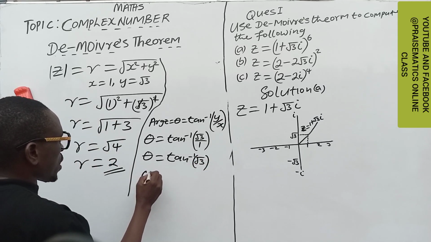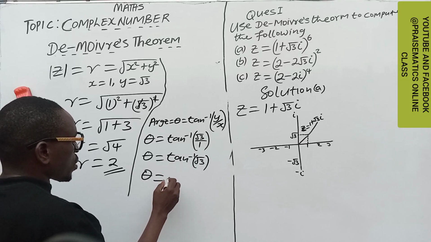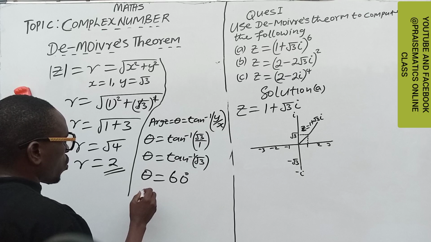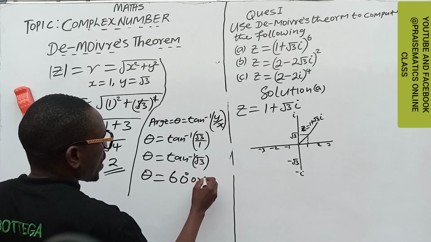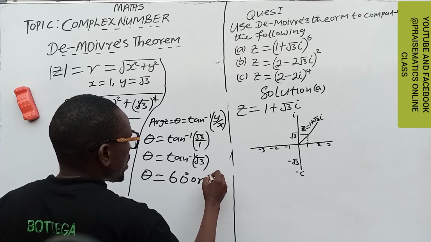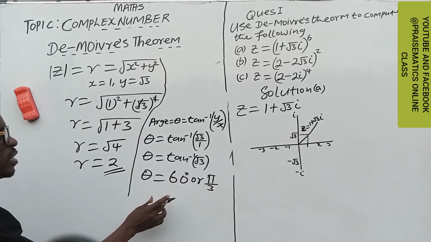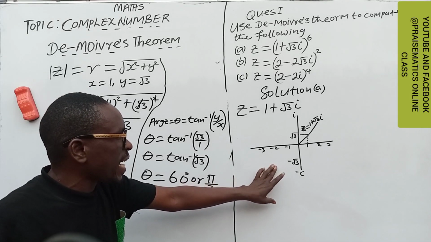So theta is equal to what? Tan inverse of root 3 will give us 60 degrees, or when you convert it, pi over 3. So if you don't call it 60 degrees, you call it pi over 3. So we have succeeded in drawing the first step, the Argand diagram.